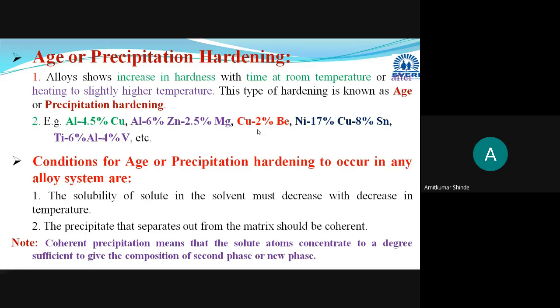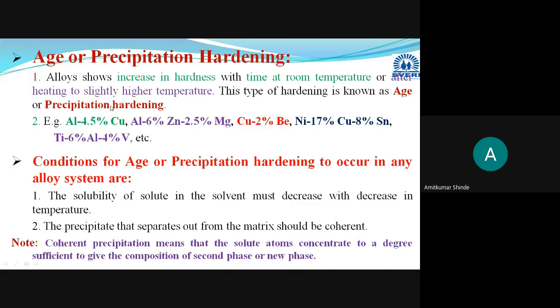At that time you will find, comparing today's reading with two or three readings taken after gaps of 15 or 20 days, that as time is passing, the hardness of that particular alloy is increasing. We are not performing any heat treatment or any other process on that alloy, but still, at room temperature only, that alloy will show an increase in its hardness values. This process is termed the age hardening or precipitation hardening process.